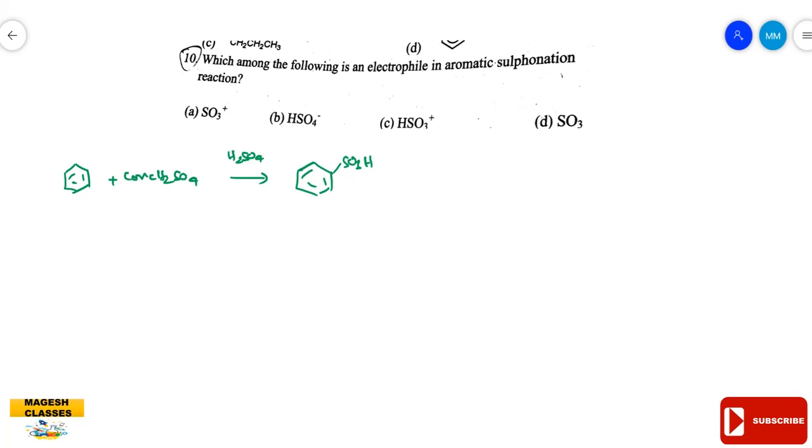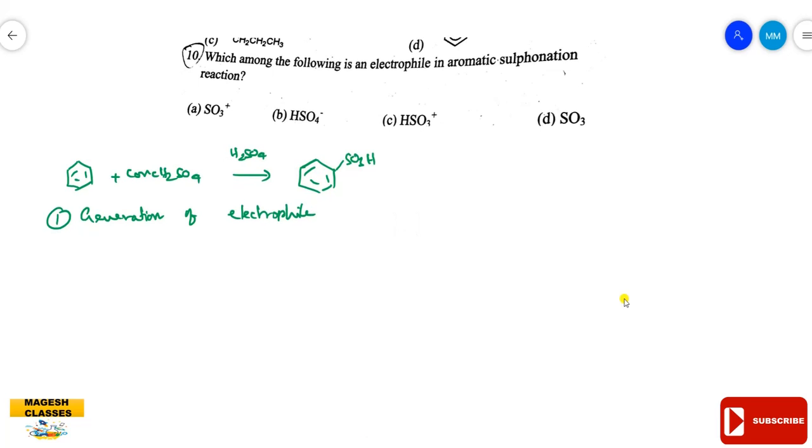When you consider the mechanism, the first step is the generation of the electrophile. Sulfuric acid reacts with another sulfuric acid. The electrophile is generated: SO3, plus HSO4 minus, plus H3O plus, the hydrated water molecule.